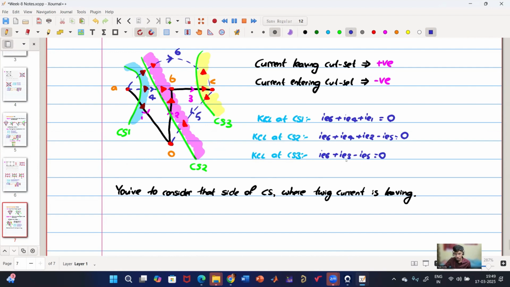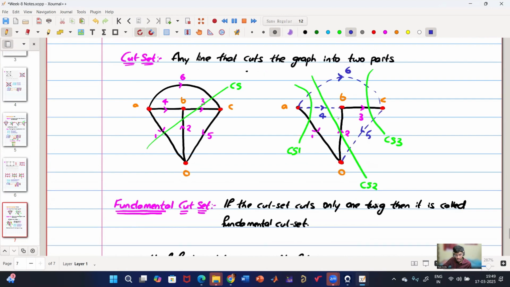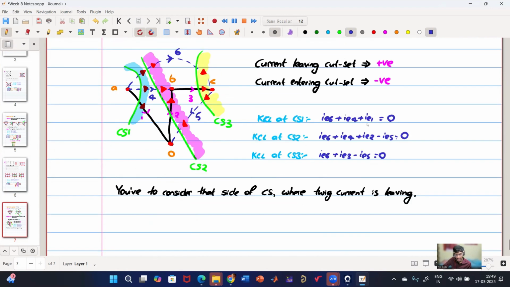But the twig current is positive, right? Twig current is what? IE3 is the twig, right? What are the twigs? 1 and 2 and 3. So I have to make sure IE1, IE2, IE3 coefficients are positive. Yes, sir. So that's what I have ensured, and that region only I have considered. Is that clear or any confusion?